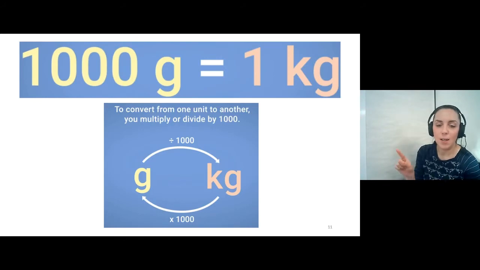If we're going from kilograms to grams, we're going from a larger unit of measure to a smaller one. So we're going to end up with a larger number at the end that represents the same amount, the same weight. We multiply by 1,000.